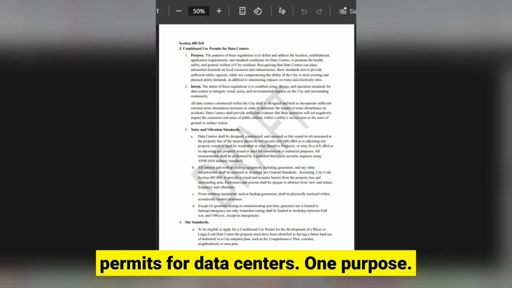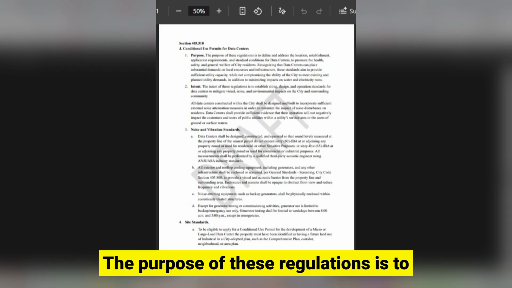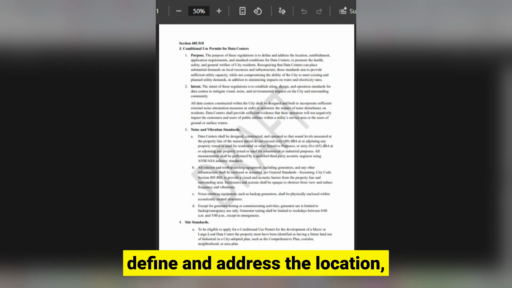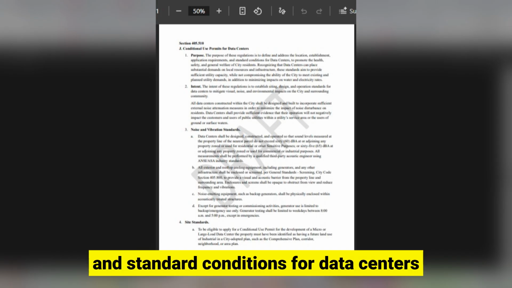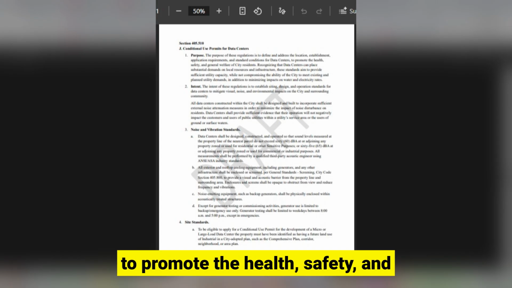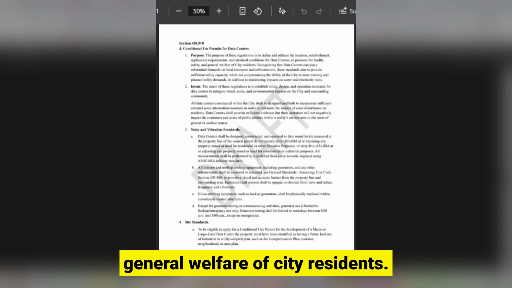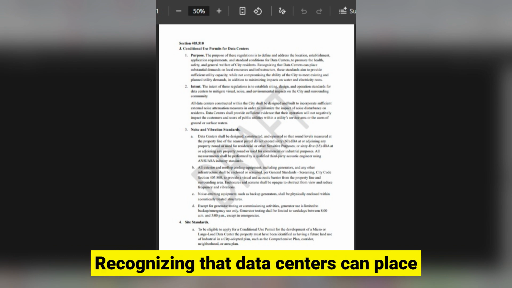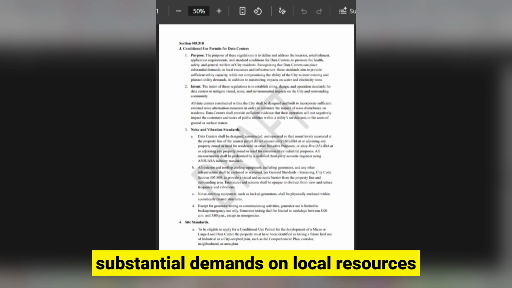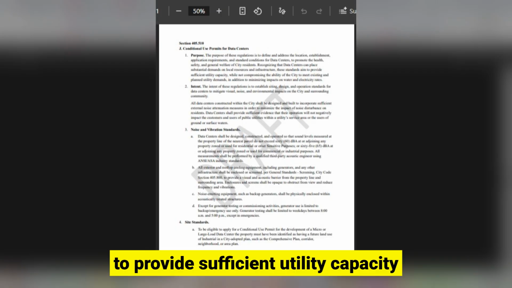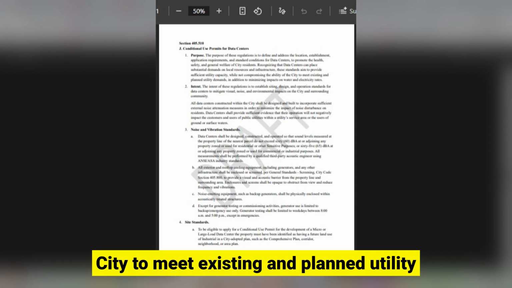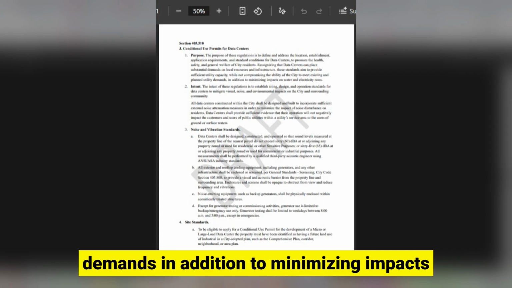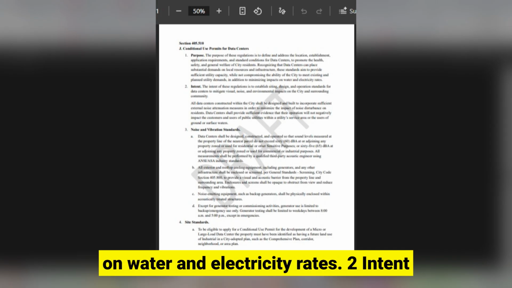405.510J. Conditional use permits for data centers. 1. Purpose. The purpose of these regulations is to define and address the location, establishment, application requirements, and standard conditions for data centers to promote the health, safety, and general welfare of city residents. Recognizing that data centers can place substantial demands on local resources and infrastructure, these standards aim to provide sufficient utility capacity, while not compromising the ability of the city to meet existing and planned utility demands, in addition to minimizing impacts on water and electricity rates.